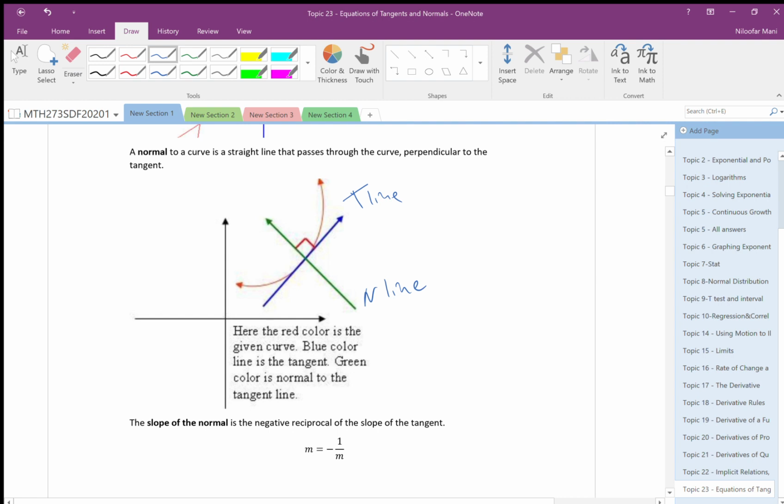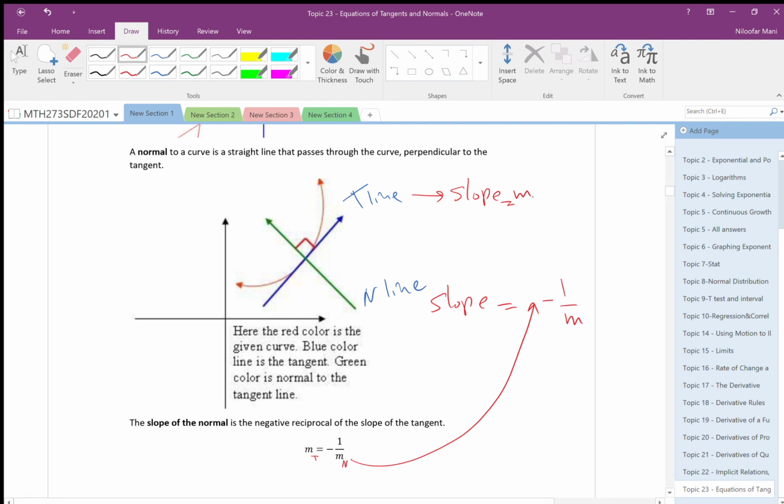If I have a slope of the tangent line equal to m, the slope of the normal line is minus 1 over m. So maybe here I have to write m tangent line and m normal line. Otherwise it looks like m equals minus 1 over m, which doesn't make any sense. So the slope of this one is minus 1 over m.